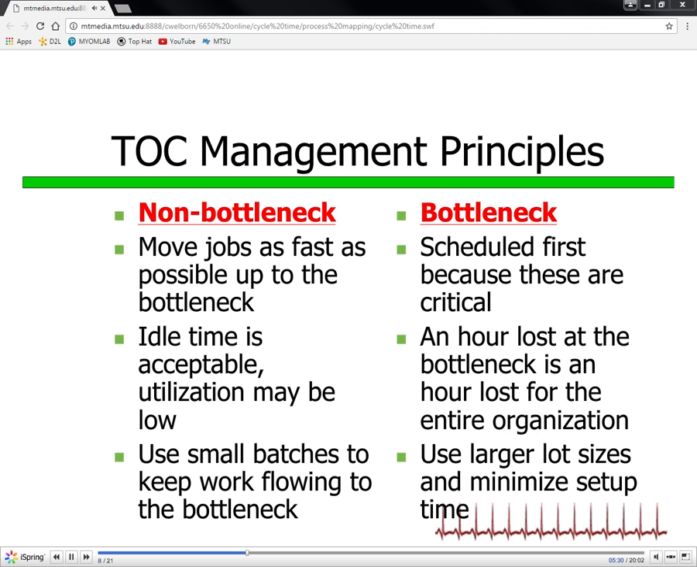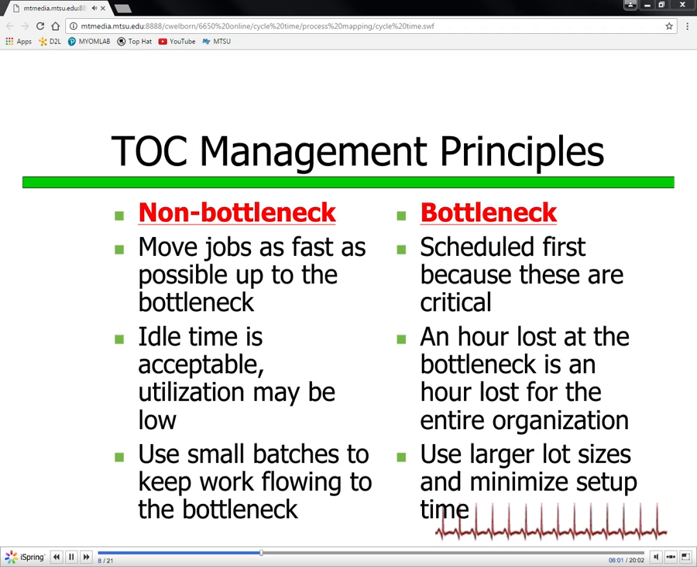We need to recognize that an hour lost at the bottleneck is an hour lost for the entire organization, because the speed of the bottleneck controls the speed of the entire organization. I think sometimes people lose sight of that, and think an hour lost at the bottleneck operation is just an hour at that particular workstation or for that particular trade, but it's going to slow down the entire system. So really we need to look at it like an hour lost there is an hour lost for the entire system, which means it's a very expensive hour that's lost.